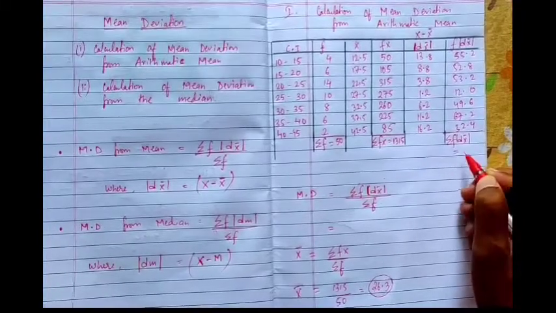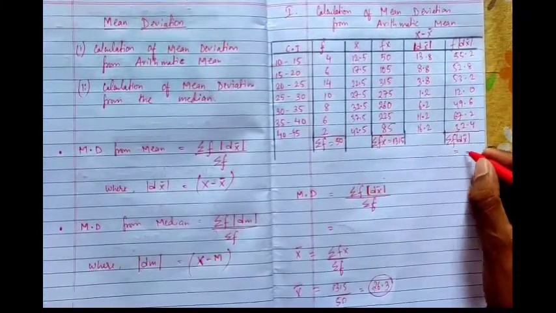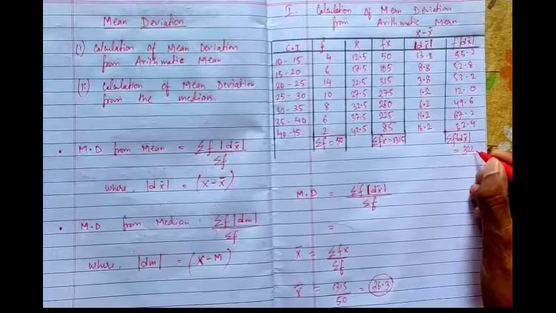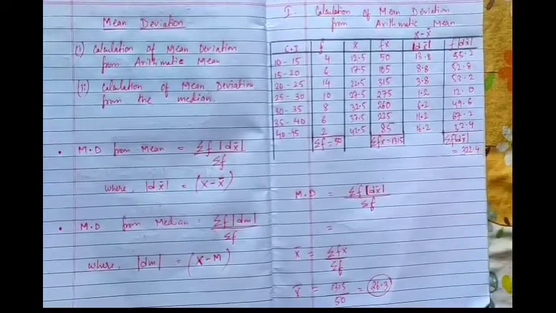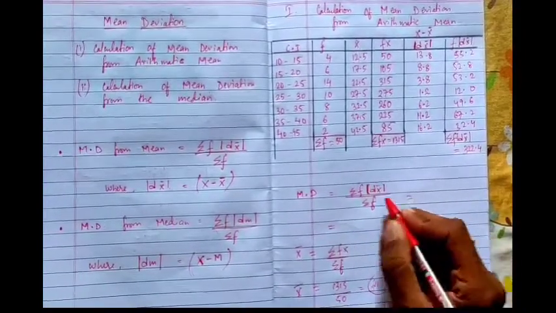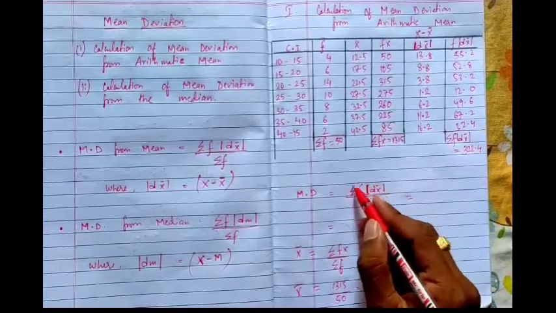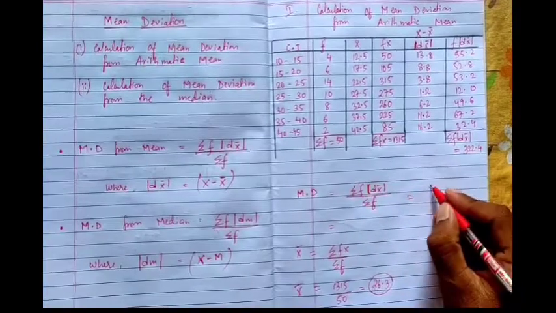Now we need this total, summation f dx bar. How much will we get in this total? When we total this, you will get 322.4. So now we'll put these values in the formula. Summation f dx bar, how much did we get?